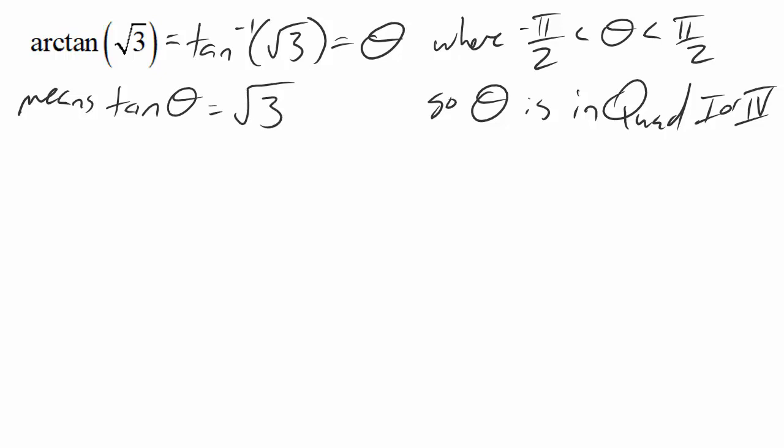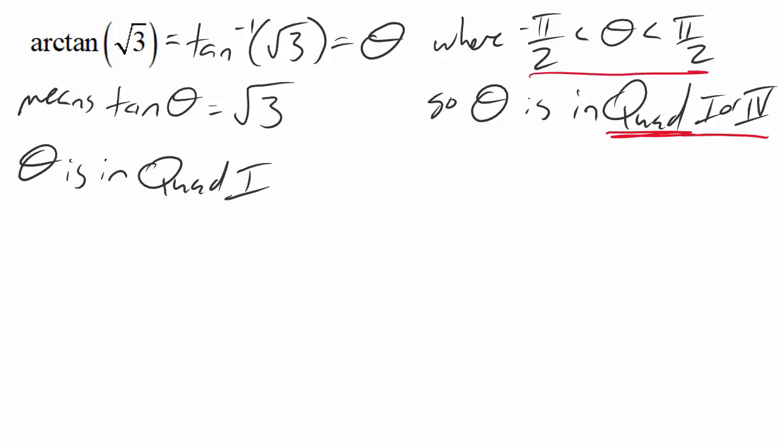Now, since tangent is equal to the positive square root of 3, that tells us that theta has to be in quadrant 1, because that's where our trig values are all positive. In this case, that's what also lines up with our restriction here, that theta has to be in either quadrant 1 or quadrant 4. And specifically, if the angle has to be between negative pi over 2 and pi over 2, that means we're going to be in quadrant 1. So that's where we're going to focus right now.